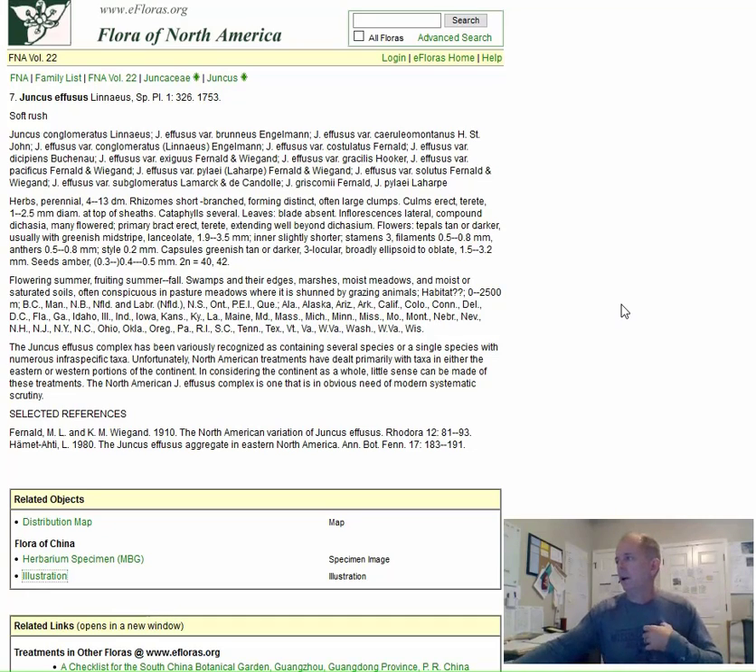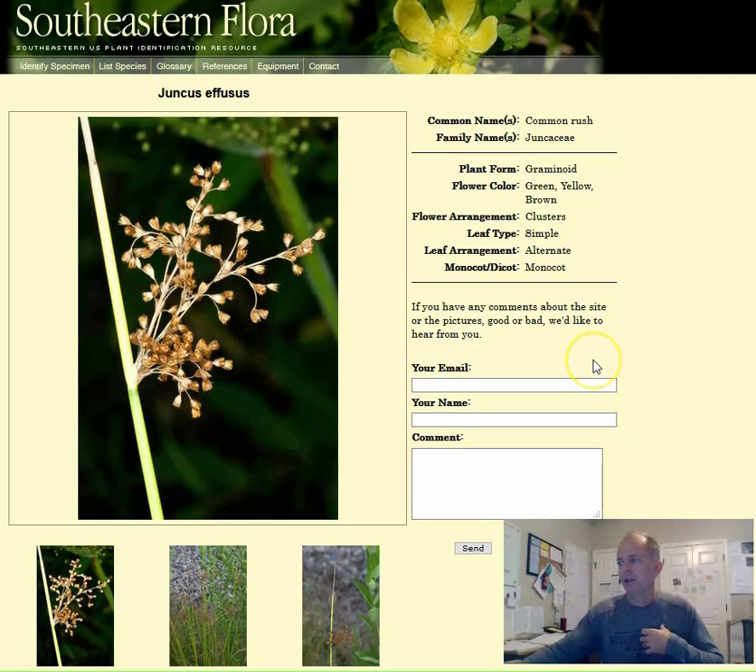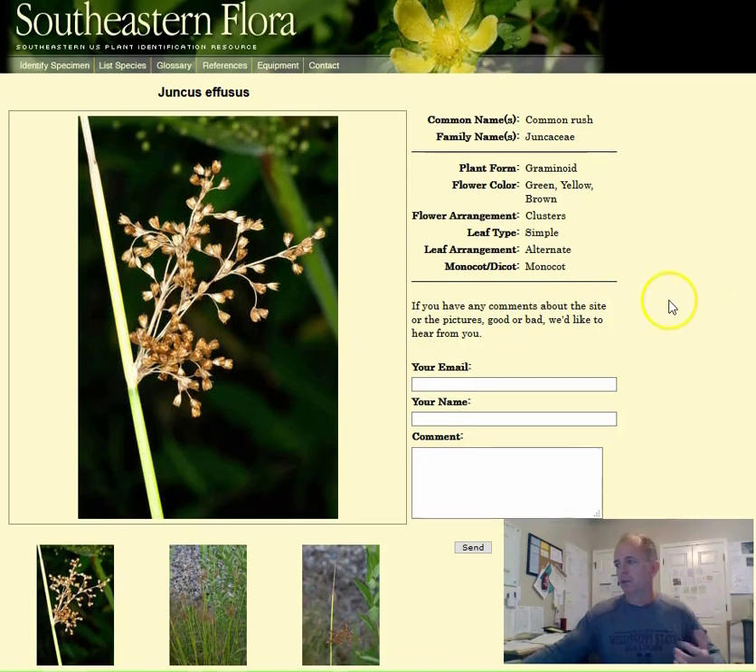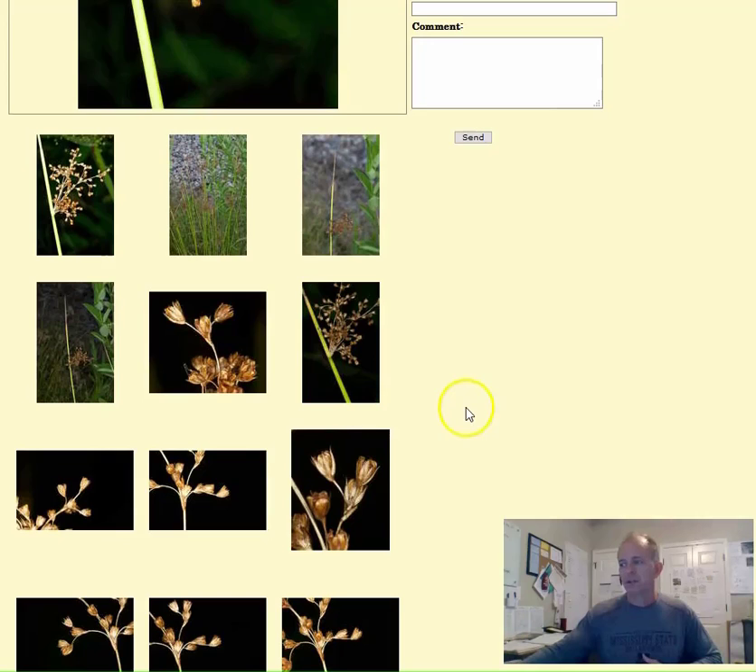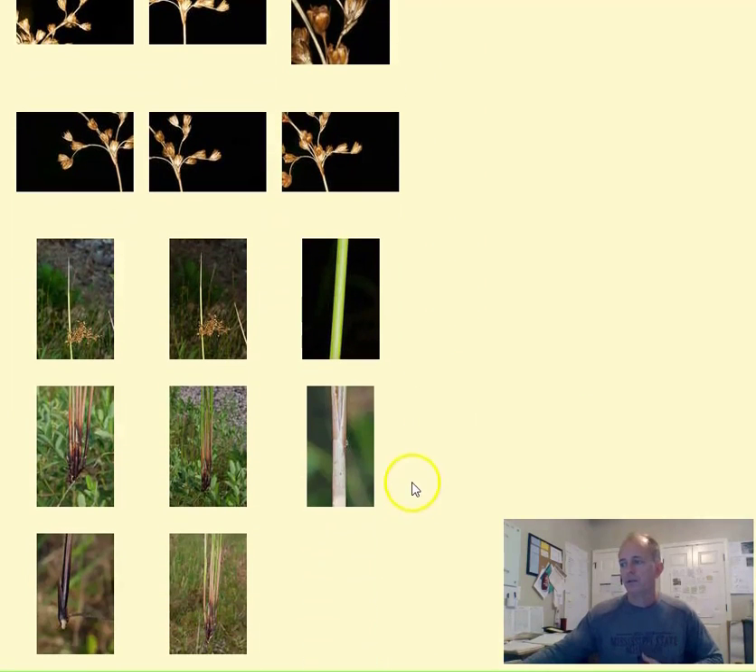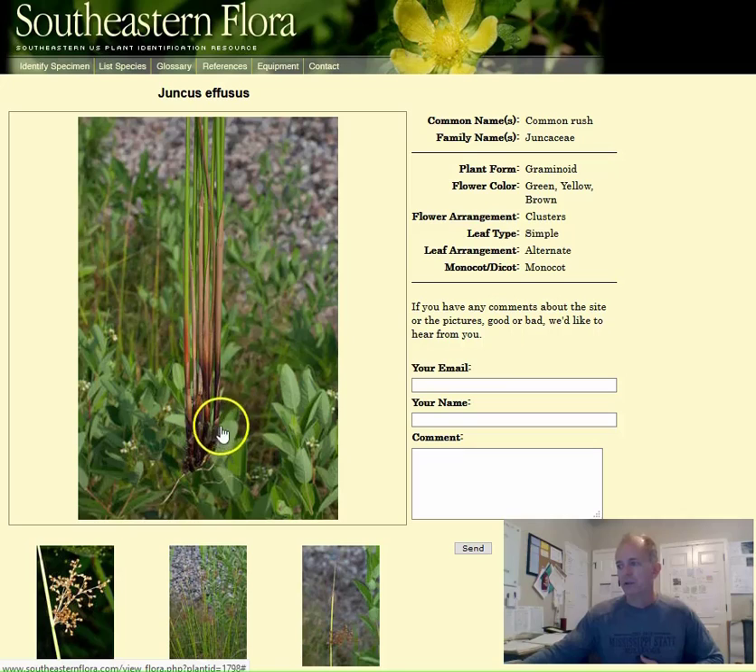Oh, before I go completely away here, we can pop over here again to Southeastern Flora, and hopefully you'll agree that those look really similar. So this is the Juncus effusus page, and Southeastern Flora has just a ton of photos of all these different species. And you see this down here. Those pictures look a lot like what we just saw with this Juncus effusus specimen here.